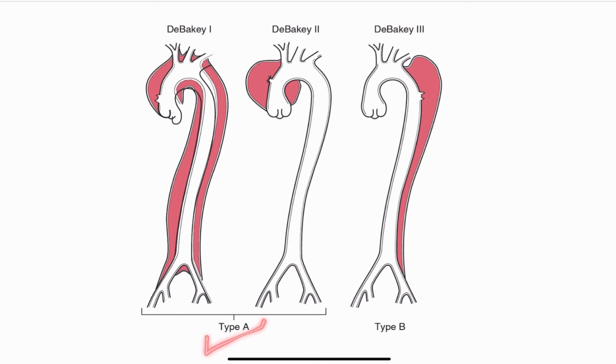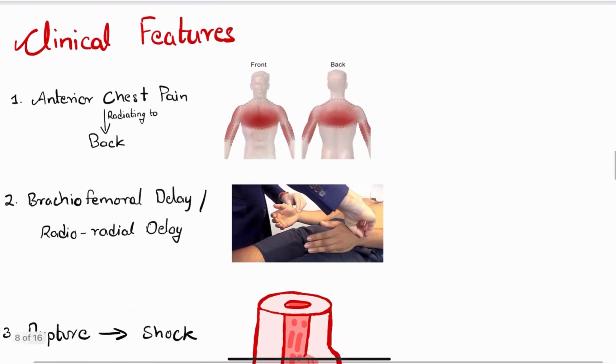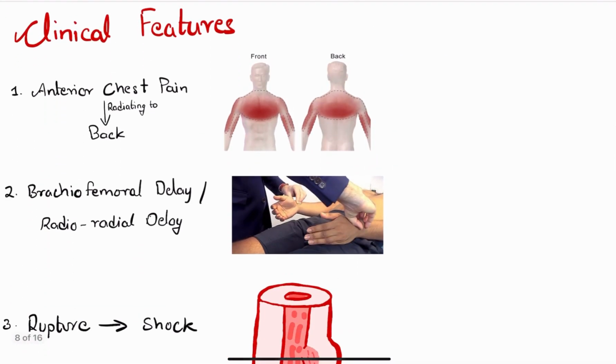Type A dissections, or those which involve the ascending aorta, account for two-thirds of cases and have the most serious complications, which lead to a high number of morbidity and mortality. Now, under clinical features, the classic clinical symptoms of aortic dissection are the sudden onset of excruciating pain, usually beginning in the anterior chest and radiating to the back between the scapulae.